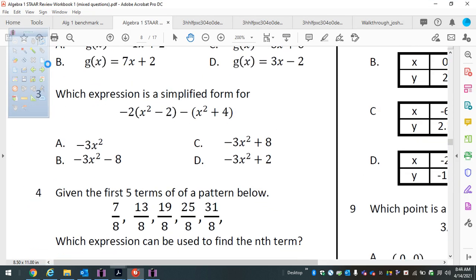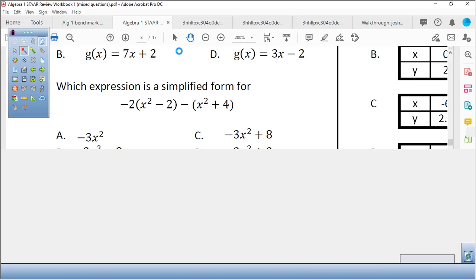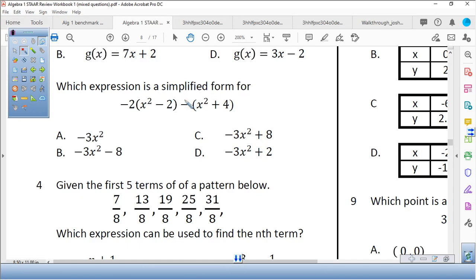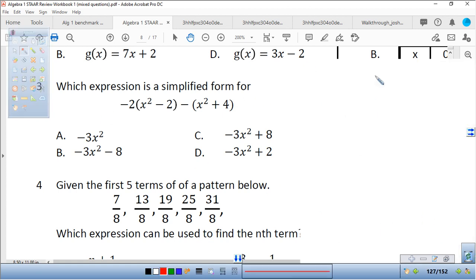Which expression is a simplified form of this one? So this one basically wants you to just distribute and do the work, right? Or clean it up, or rewrite it. So I'm going to distribute here and here. The first distribution would give me a negative 2x squared. The second one would give me a plus 4. This one here gives me a negative x squared. The next one here gives me minus 4. I'm going to put stuff together. Stuff that goes together goes together. This and this gives me a negative 3x squared. This cancels with that, so we're just left with that. Wait.